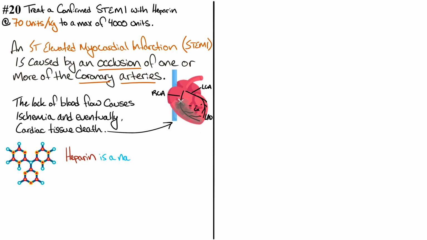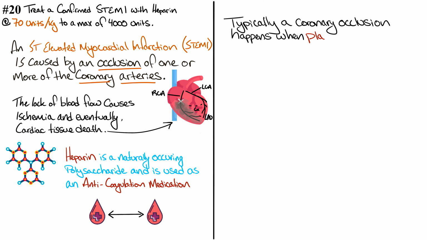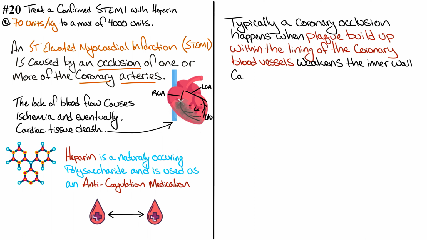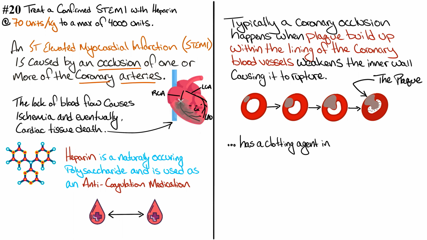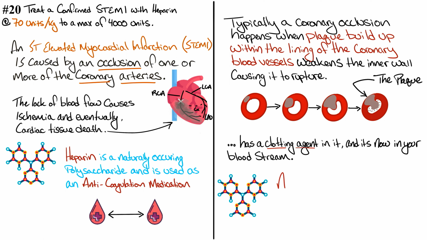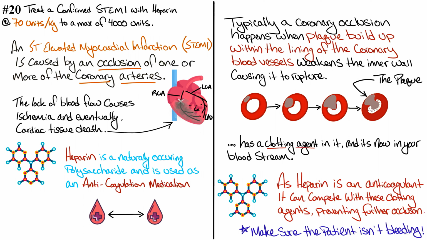Heparin is a naturally occurring polysaccharide and is used as an anticoagulation medication. Typically, a coronary occlusion happens when plaque buildup within the lining of the coronary blood vessels weakens the inner wall, causing it to rupture. The plaque buildup, which has now been released into your bloodstream, contains a clotting agent, that is, it's going to cause the blood to clump together. As heparin is an anticoagulant, it can compete with these clotting agents, preventing further occlusion. However, as heparin is an anticoagulant, be sure not to give this medication to a patient who's bleeding.